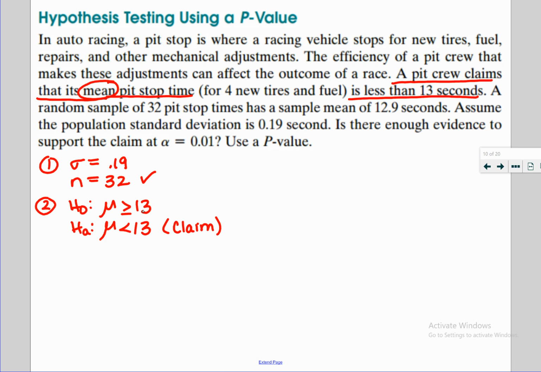Okay. Any questions on that step? Writing those. Okay, next up, third step on here was level of significance. They gave us that, 0.01, easy enough.